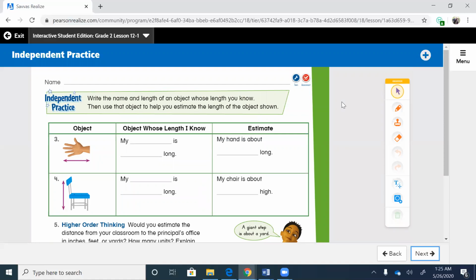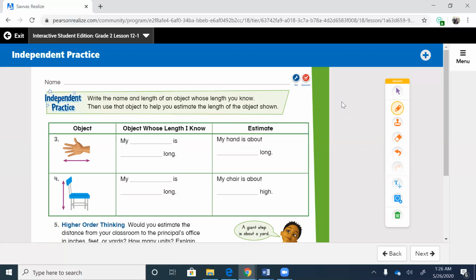Okay. Write the name and length of an object whose length you know. Then use that object to help you estimate the length of the object shown. All right, so my hand, whoops. So we're going to use an object whose length I know.